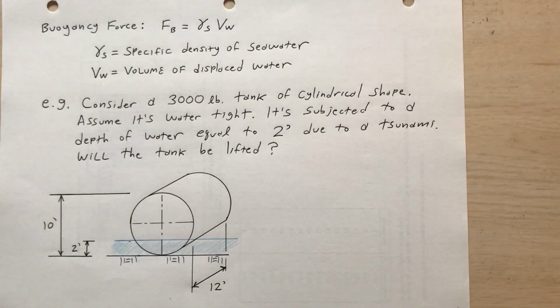So for instance, consider a 3,000 pound cylindrical tank. Assume it's watertight, so we don't have water seeping in. It's subjected to a depth of water equal to 2 feet. That's what you see here. You see I shaded it in blue. It's subjected to a depth of water equal to 2 feet due to a tsunami. Will the tank float away? Will it be lifted?